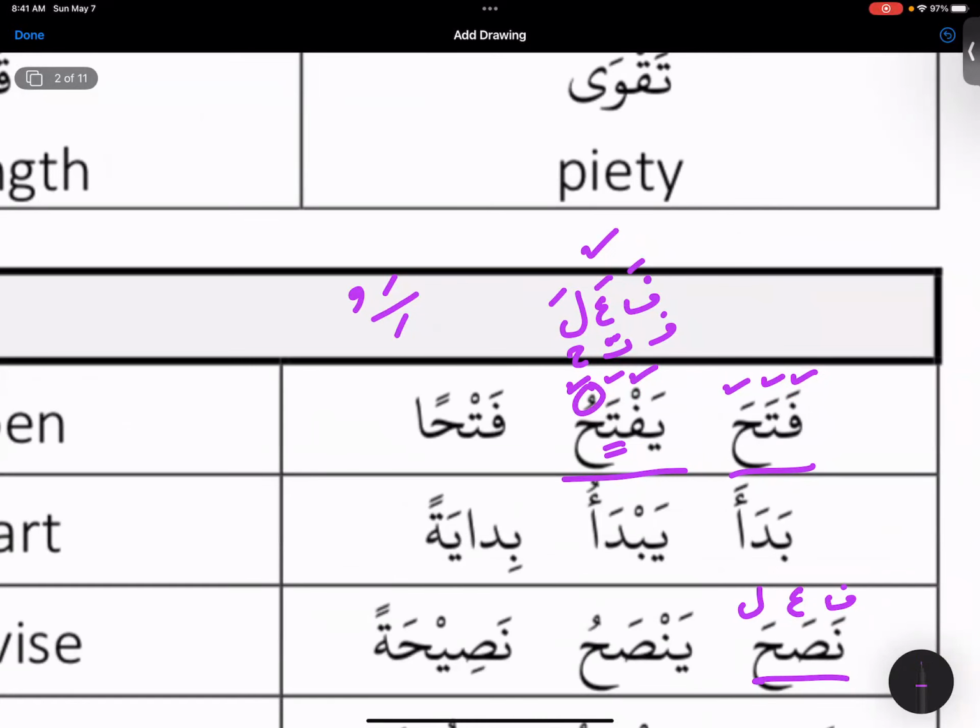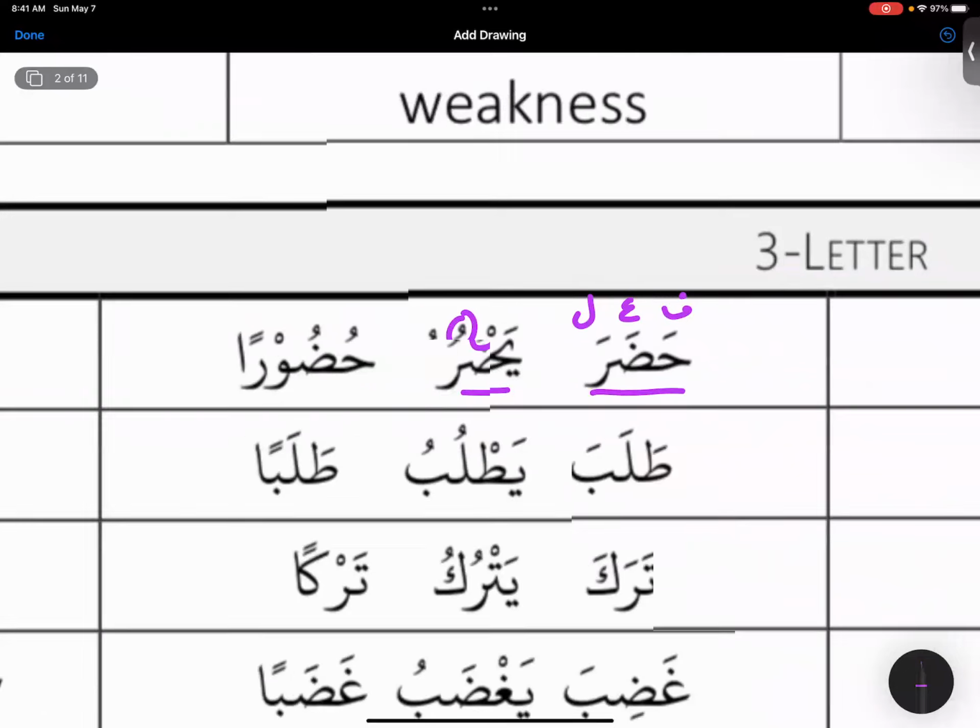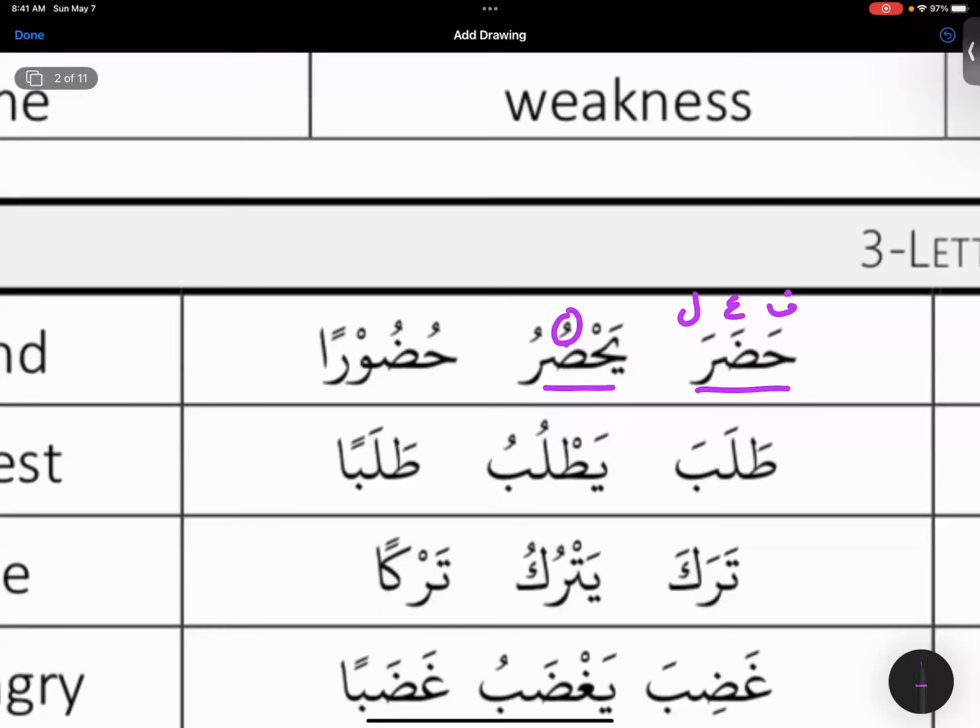Now this is Bab Fataha. This is easy to follow because the middle root letter is taking fatha, and we are calling it Bab Fataha. Over here, this hadara yahduru, we are going to call Bab Nasara. Why? Because we are going to remember this word: nasara always becomes yansuru. So that's why we say this hadara yahduru is Bab Nasara.